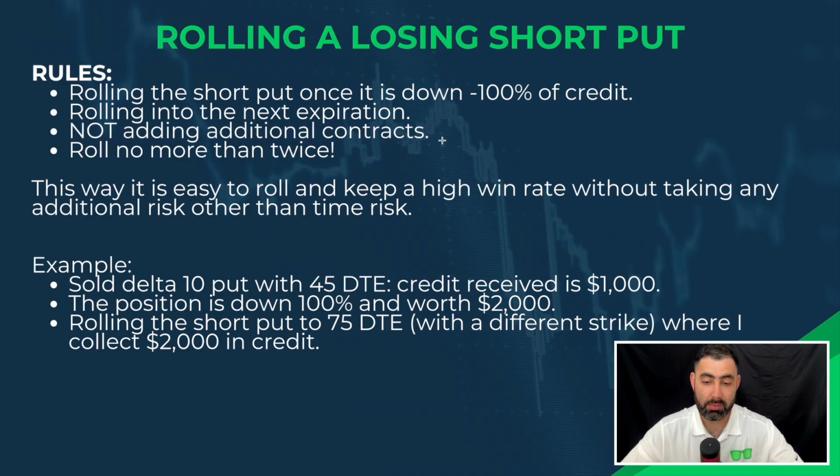A lot of people roll, and to be able to collect the needed amount of credit, they just add more contracts. And if you do that, then you add way more risk to your position, which you definitely shouldn't do. And I will roll no more than twice if I need to, but at that point it should be quite enough for 99% of cases.